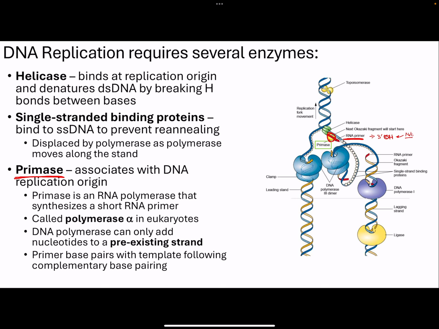You might see NT throughout the PowerPoint presentation. NT refers to nucleotide. So primase is a specific type of RNA polymerase that's going to synthesize this RNA primer following the typical base pairing rules. In eukaryotes, it has a slightly different name, so you might see it referred to as polymerase alpha. And once again, the primary role of primase or polymerase alpha is to provide the starting point for new nucleotides to be added.